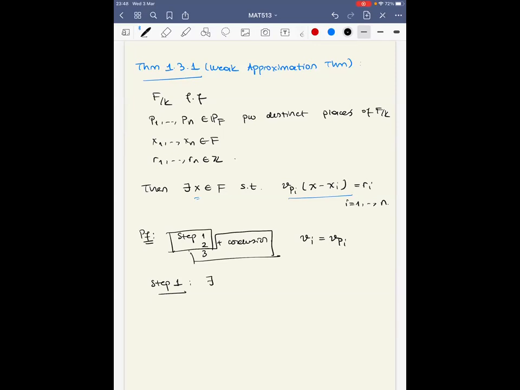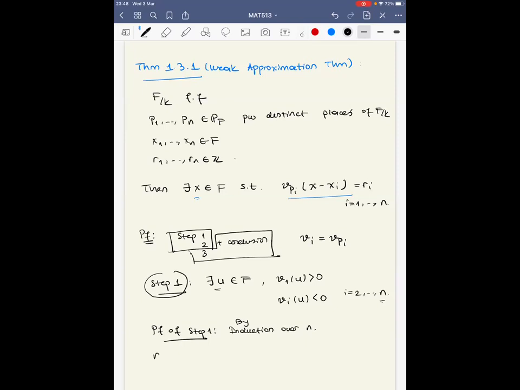And in the first step, if we are given n distinct places, P1 up to Pn, there's a function u which has 0 at P1 and poles for the remaining distinct places. So our first claim is to prove the existence of such a function. And we prove it by induction over n.